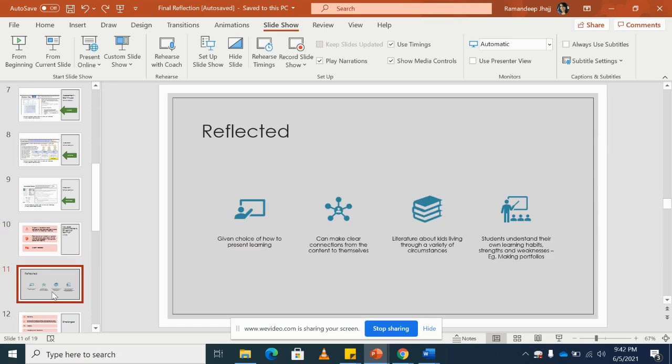By using a portfolio, students will be feeling reflected because they will be given a choice of how they want to present their learning, and they can make clear connections from the content to themselves. And they can read literature about kids living through a variety of circumstances. Whatever circumstances they are living in, they can reflect that in their piece of learning. Students understand their own learning habits, strengths, and weaknesses. They will be able to reflect upon their strengths and weaknesses, identify their weaknesses, and use their strengths to work on their weaknesses as well.